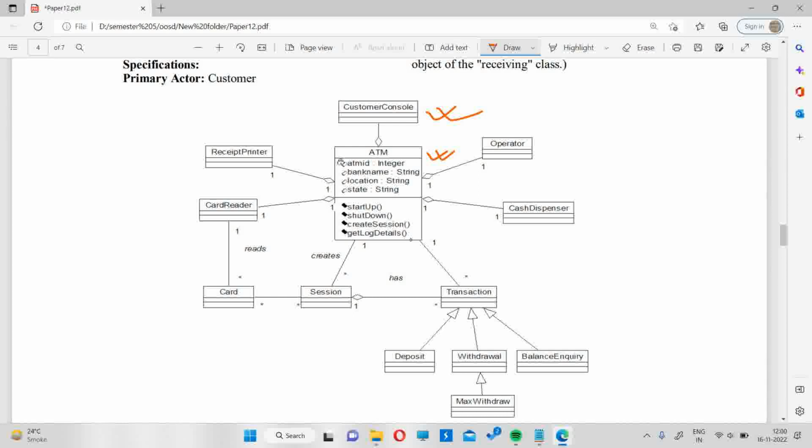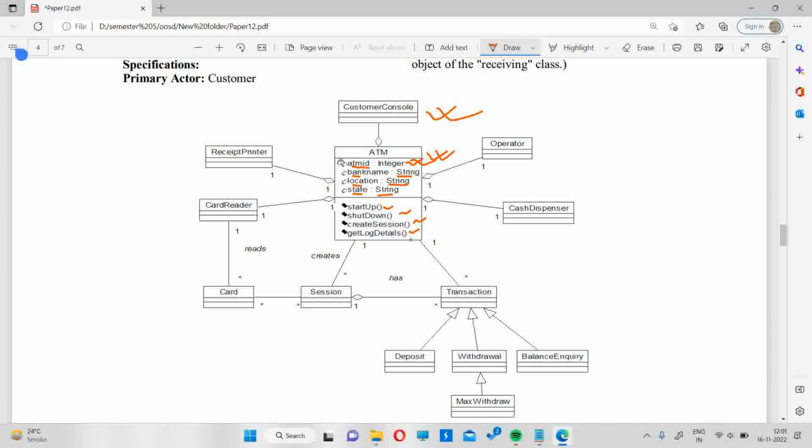Inside the ATM, there is one ATM ID which is a primary key, and it is unique for every ATM. No two ATMs will have the same ATM ID. One is bank name and it is stored in the string data type. One is location, stored in string data type. One is state, stored in string data type. Now there are different operations, or you can say functions: the startup function, shutdown function, create session function, and then the get log detail function.